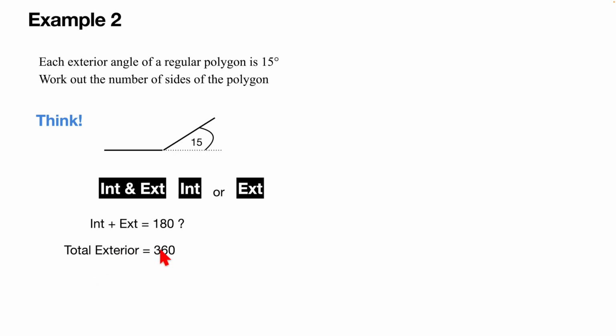The total exterior angle is 360. Bingo. Absolutely brilliant. Remember this. The same number of sides as angles. Okay. So think of a square: 4 corners, 4 sides. Think of a triangle: 3 corners, 3 angles, and 3 sides.